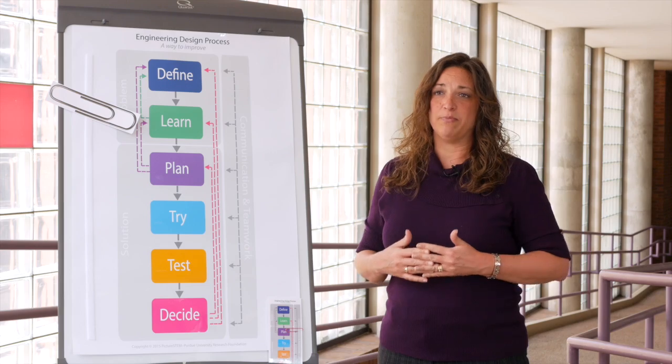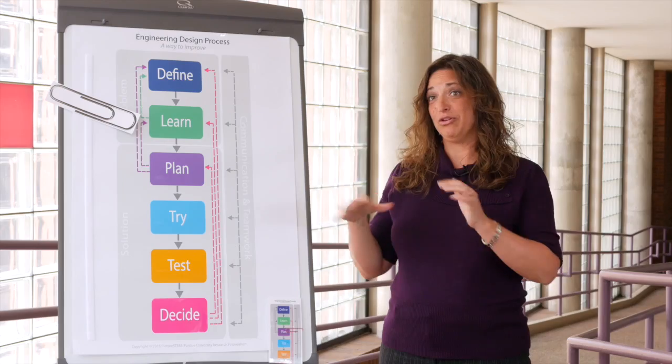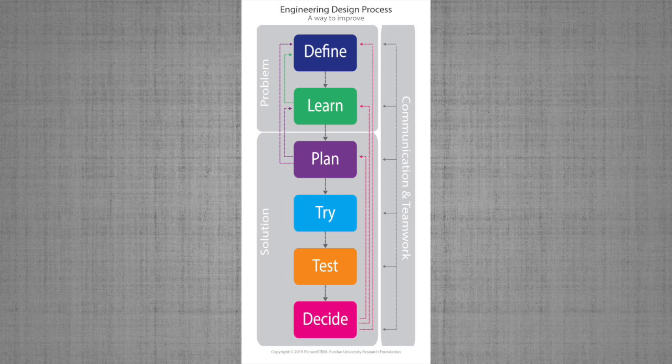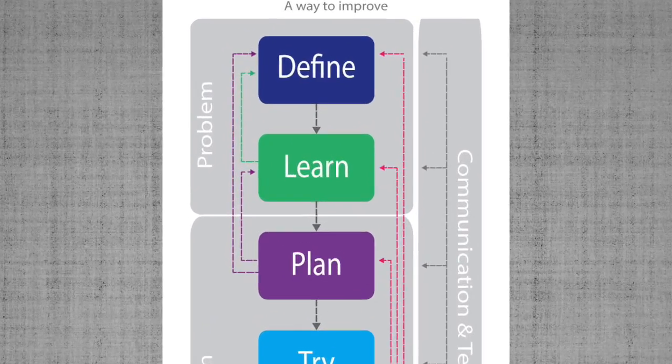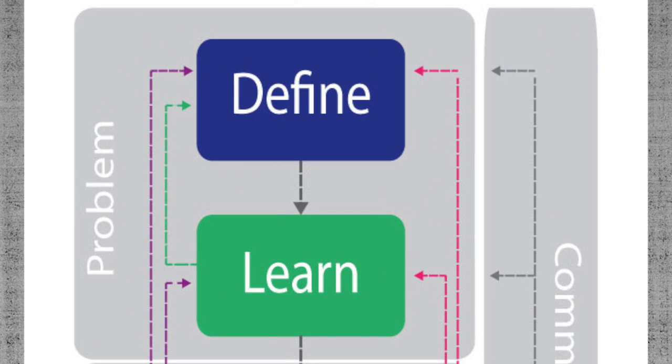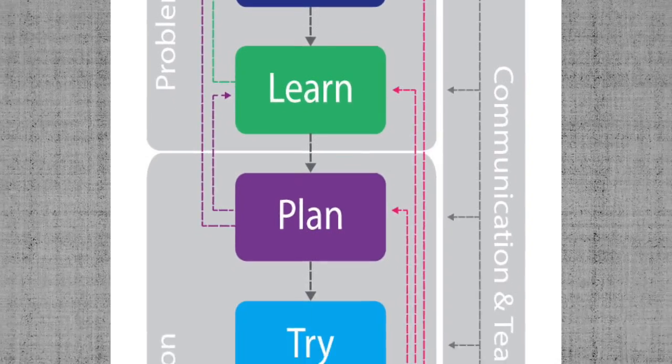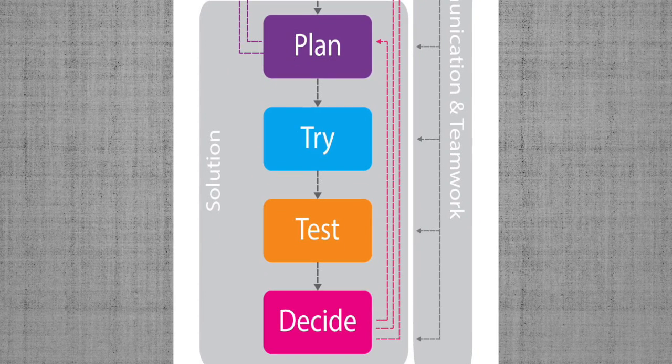Engineering design is basically considering the problem that you're looking at and the solution you're going to develop in order to solve that problem. And so our engineering design process has two major parts to it. The first part is this problem scoping piece that includes the define and learn space, and then the solution generation piece, which includes the 4 parts at the bottom.